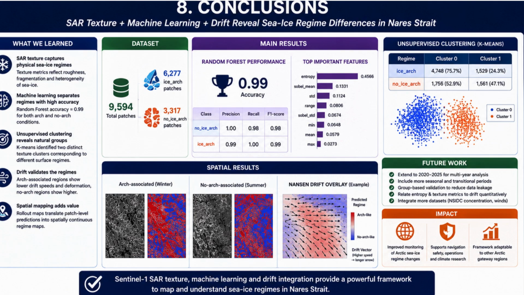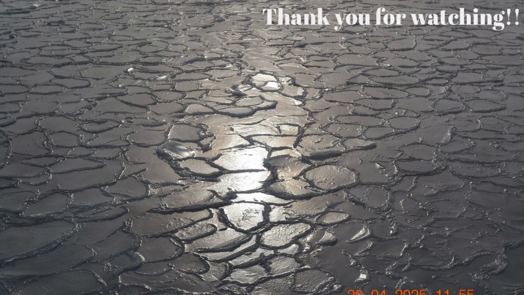Overall, the code starts with Sentinel-1 data access, moves through the pre-processing, patch-based feature extraction, applies both unsupervised and supervised machine learning, creates spatial rollout maps, and begins integrating sea ice drift retrieval for physical interpretation.